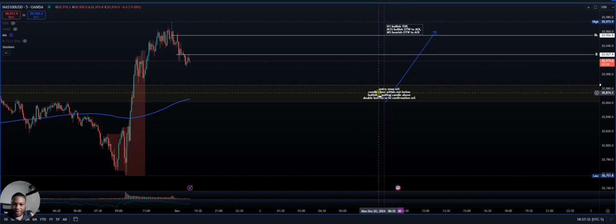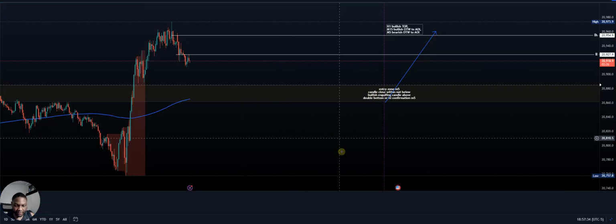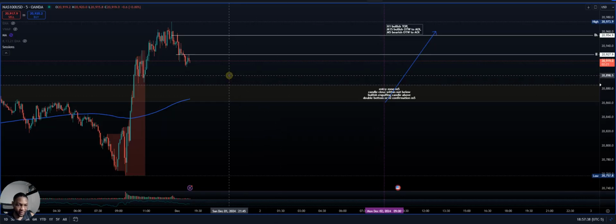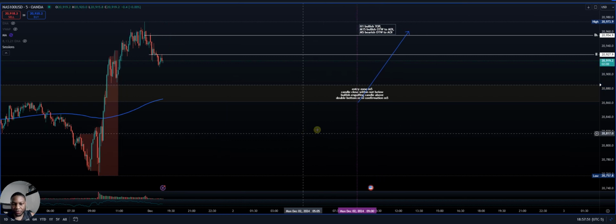And then next I look for a bullish engulfing. A bullish engulfing just simply means a candle like this. A green candle whose body closes above this area. So that's what I'll be looking for at 9:30 market open.